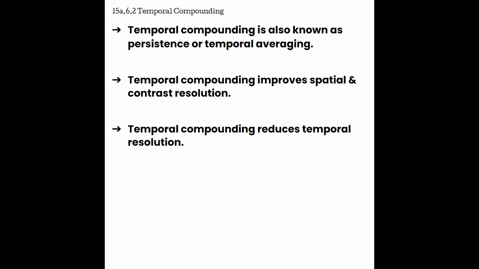You'll most often use persistence when you're gathering color Doppler images, and when we use persistence with color Doppler, what we see is improved color fill in the vessels or in the heart chambers. So temporal compounding improves our spatial resolution and our contrast resolution. So remember that spatial compounding averaged images from different angles, where temporal compounding is going to use images taken from the same angles, but over time.